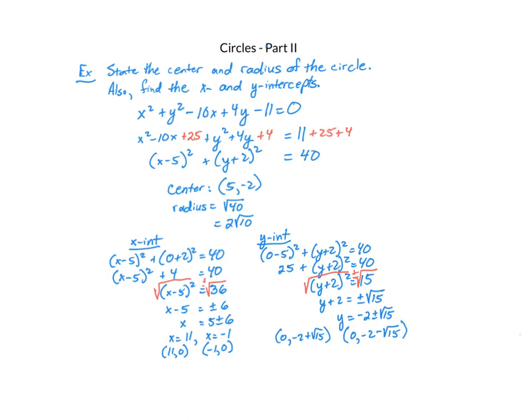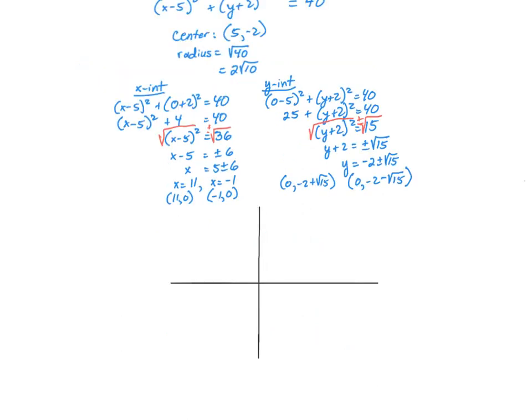Let's put all this together and look at a graph. I moved our information up to give us a little more room, and let's get this graphed. It'll be just a rough sketch. So let's start with the center. The center is at (5, -2). So let's say that 5 is about right here, and we'll put -2 about right here.